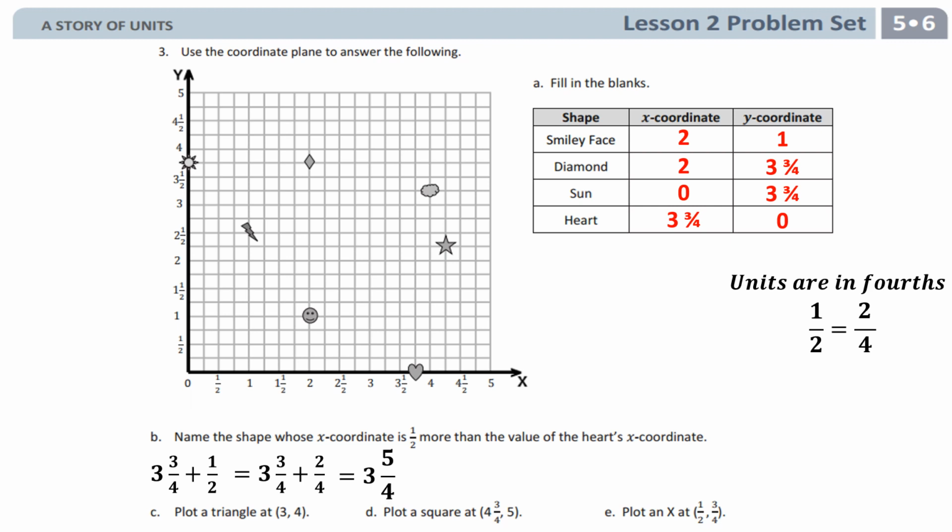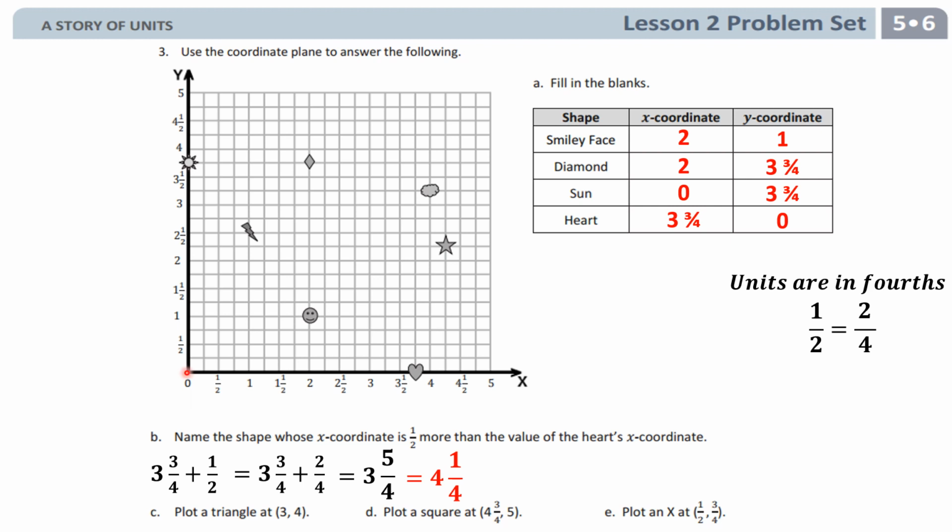The sum of 3 3/4 plus 2/4 is 3 5/4. I kept the whole number, and I just added my two fractions here. But notice 5/4 is an improper fraction. 5/4 is the same as 1 1/4. So that 1 1/4 plus the 3 here would become 4 1/4. So now I'm looking for a shape whose x-coordinate is 4 1/4.